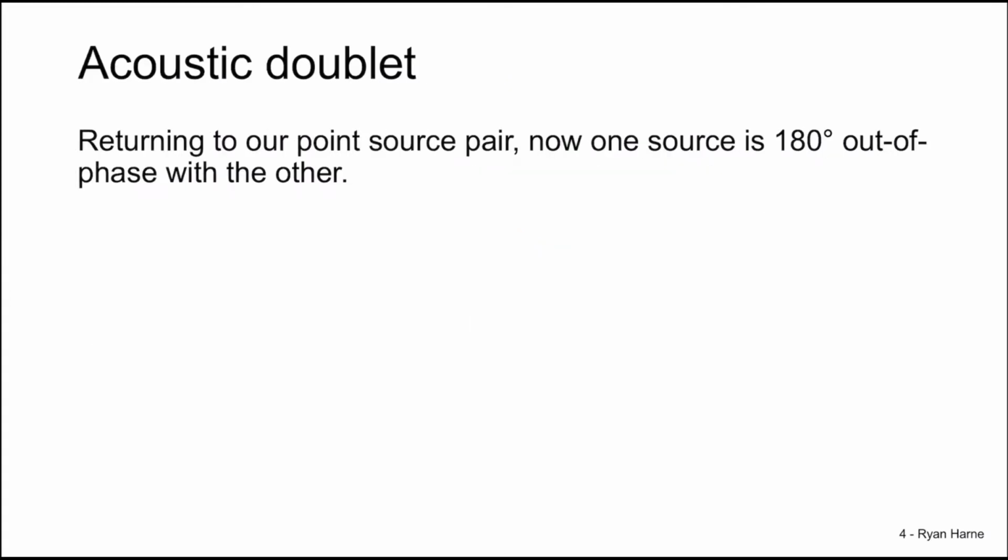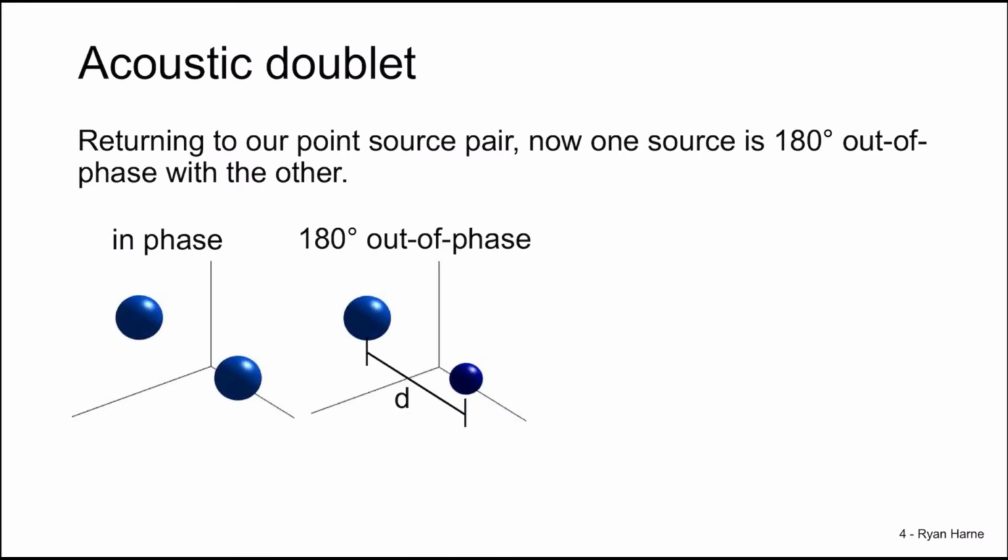These interference phenomena are exacerbated for an acoustic source called the doublet. If we take our original point source pair and cause one of the sources to oscillate 180 degrees out of phase, we have the doublet. The characteristic dimension remains to be the distance d, which is the distance between the sources.